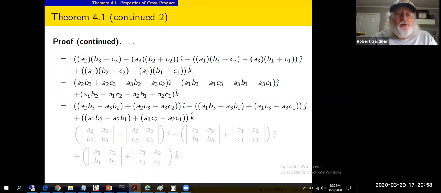Okay, let's group together the A2B3 and the A3B2 with the negative. Let's group these two together, and let's group these two together.